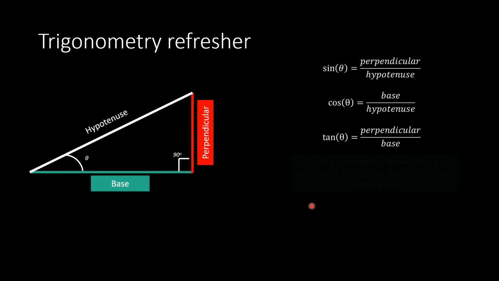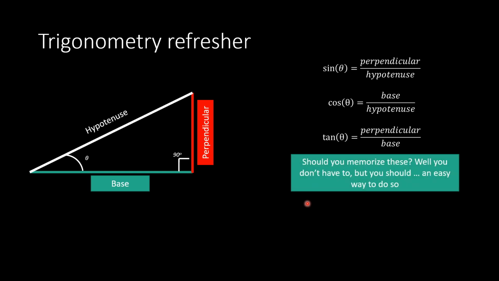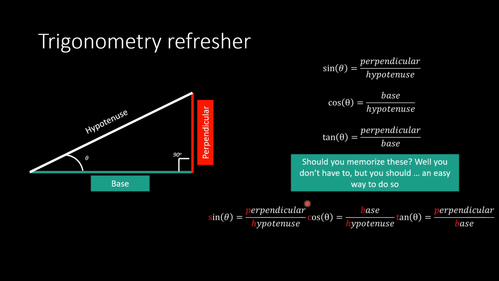Now, do you need to remember these things? You don't have to, but I would really recommend you do. And essentially, there is one thing that you can do. The easiest way that I remember all of these relations between sine, cos, and tan, and the lines of the triangle, is by memorizing the initials of each of these words. So S for sine, P for perpendicular, H for hypotenuse, C for cos, B for base, H for hypotenuse again, T for tan or tangent, P for perpendicular, and B for base.